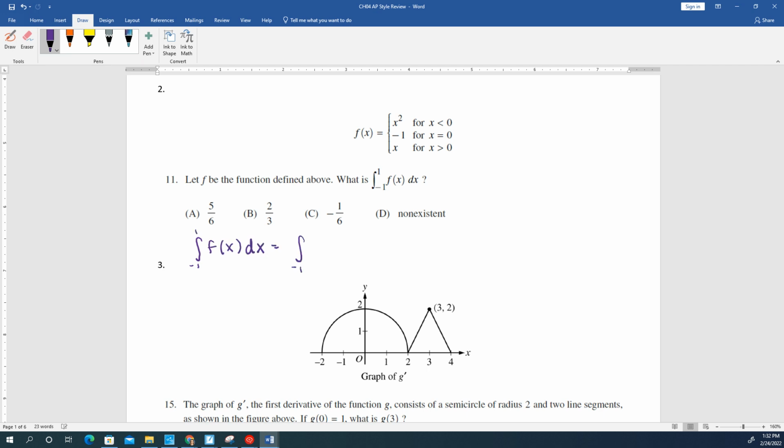I'm going to figure out what it is from -1 to 0. So that would obviously be my x squared piece, because that's for everything less than 0. And then I'll add in the area from 0 to 1, and that would be my x piece. So from -1 to 0, I would use this piece, x squared dx. From 0 to 1, that'd be the x piece.